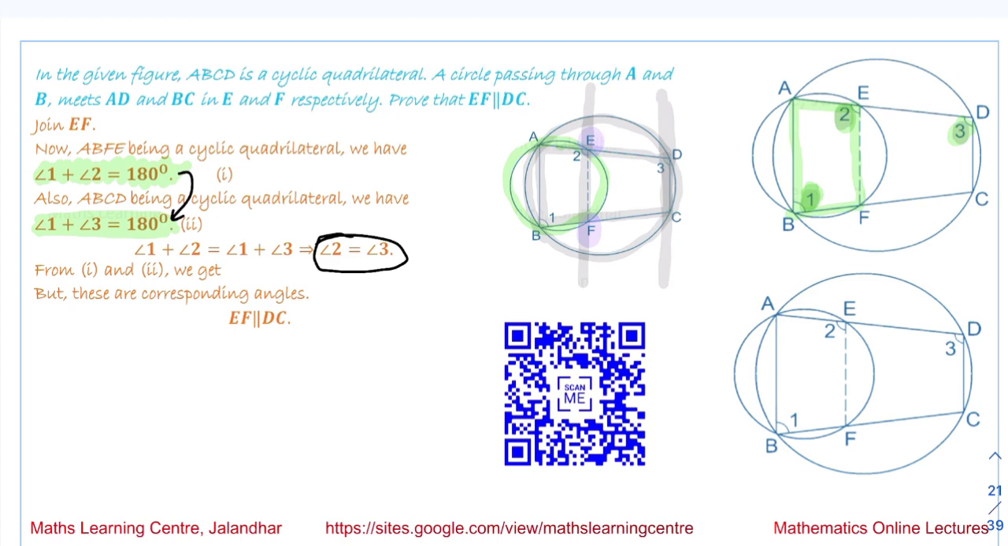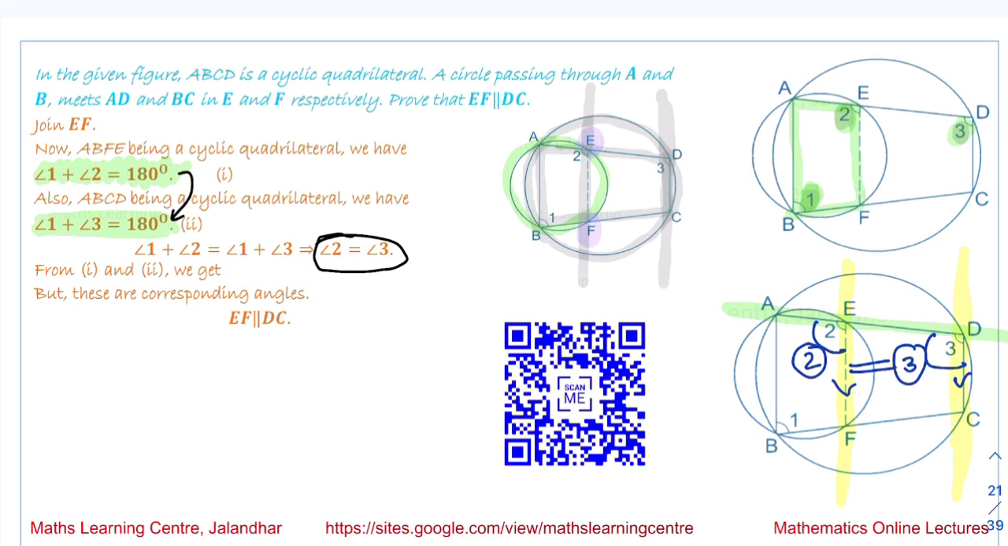Now look at these two lines, the line EF and the line DC. For these two lines, AED is the transversal line, and this angle 2 and this angle 3 are equal. So it means both these lines are parallel to each other, and this is what we had to prove.